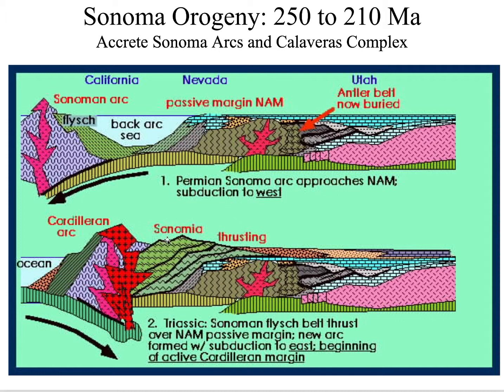So here's an important point. By the time Sonomia and the Golconda Thrust happens, note that for the first time we see Cordilleran subduction. In other words, subduction is going under North America toward the east. So note that when we start seeing that for the first time, that's going to be in the Triassic. Sonoma Flysch Belt is thrust over North America, over that passive margin. The new arc formed with subduction to the east, beginning the active Cordilleran margin. So now we're going to start forming the Sierra Nevada and all the associated rocks that we are familiar with today. All right, well, we'll stop here.